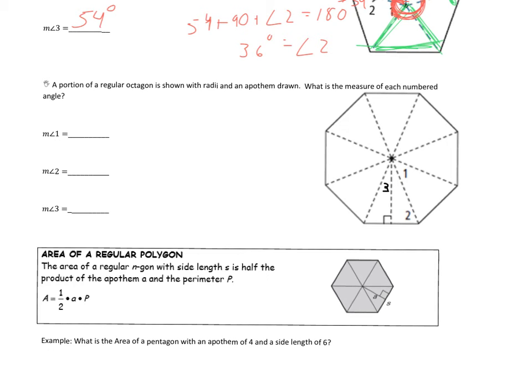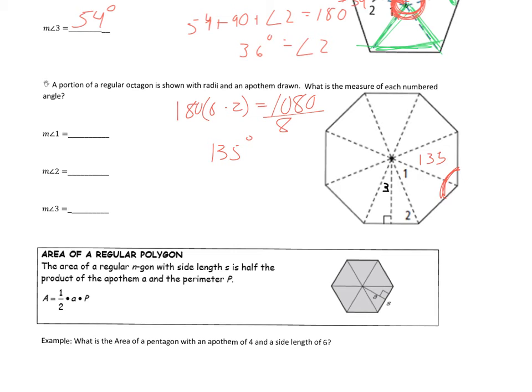The total number of degrees in an octagon is 180 times 8 minus 2. So that is going to be 1,080 degrees total. And I'll divide that by the 8 sides that I have, and I get 135 degrees. So that means that these together are 135.